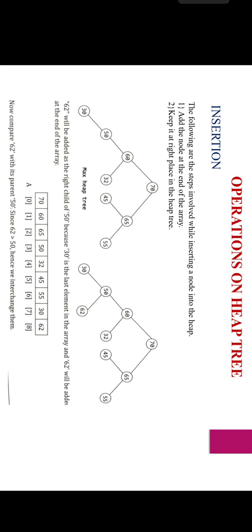Whereas for max heap, the root node must be greater than the children. So there are various operations on a heap tree. The first one is insertion. The following are the steps involved while inserting a node into the heap. First, add the node at the end of the array. Keep it at the right place in the heap tree. So insertion is basically: we add the element at the end of the array, and then we keep checking if it's a complete binary tree or not, and we swap it until it goes to its correct place.